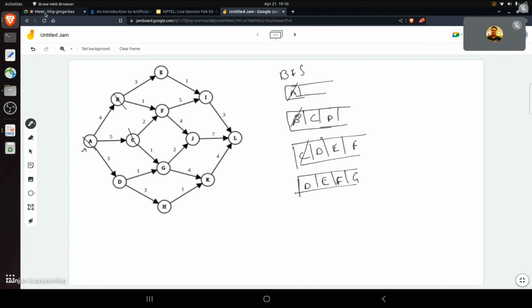Do you know the concepts of stacks and queues, like first in, first out, last in, first out, and things like that?